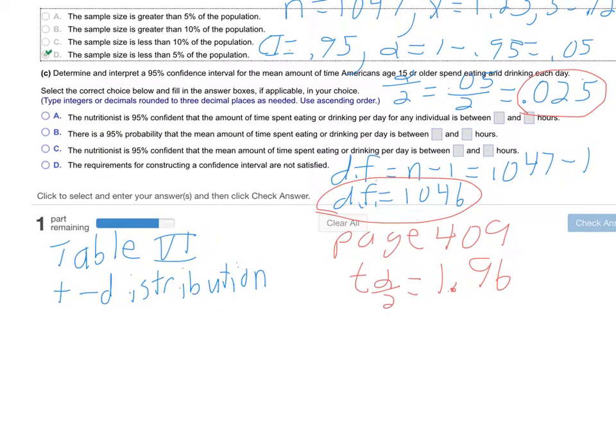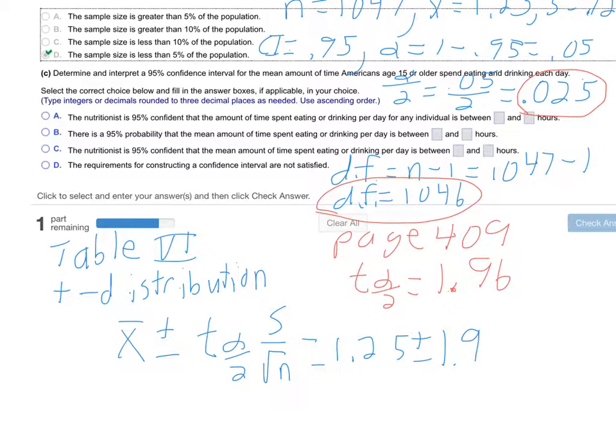So I'll move this up here some. The formula is x-bar plus or minus t sub alpha over 2 times s over the square root of n. That's the mean. So the sample mean was 1.25 hours, plus or minus 1.96, which comes from table 6, times s, the sample standard deviation, 0.72, over the square root of the sample size, 1,047.